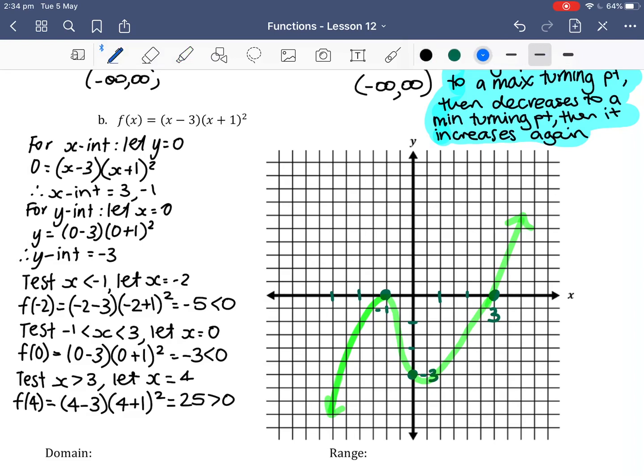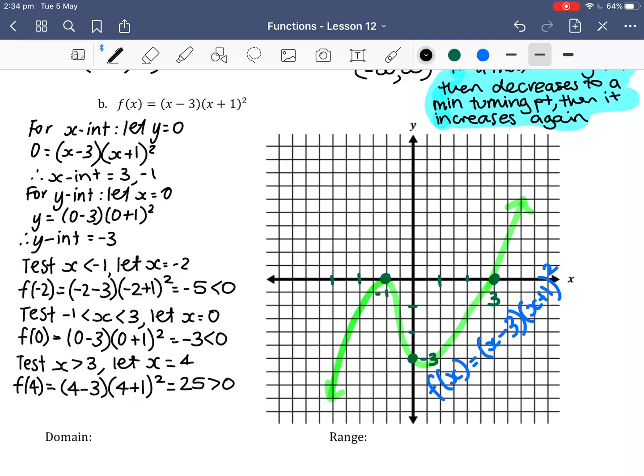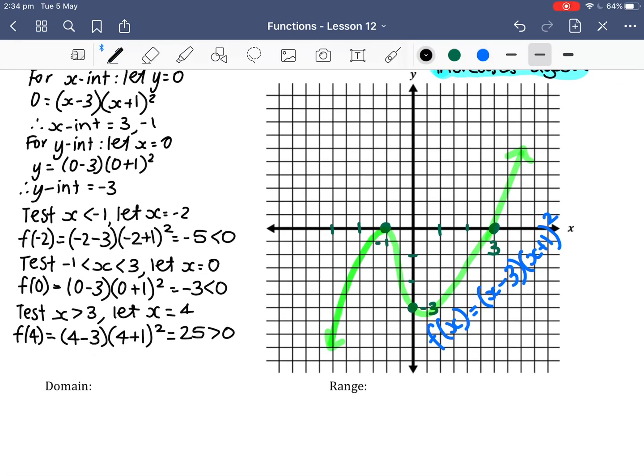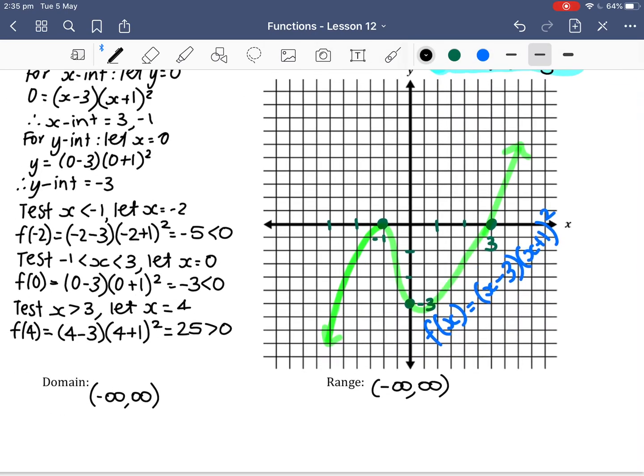Don't forget your arrows. And now we need to label our graph. So it is f bracket x equals x minus 3 x plus 1 squared. Finally, our domain and range for our graph. So our domain is -infinity to infinity, and our range is -infinity to infinity, and then we need to describe our function.